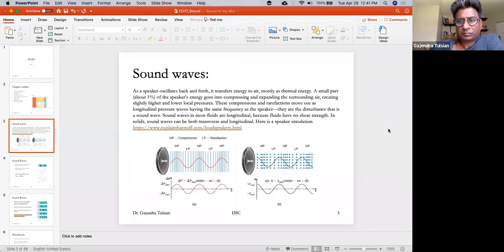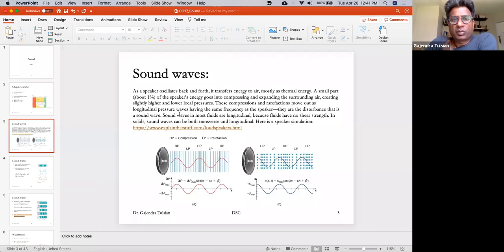So when this speaker goes back and forth, 1% of the energy goes into compressing the air, and this is lower pressure, higher pressure, lower pressure, and higher pressure. Compressions and rarefactions, as they're called. And this constitutes sound waves. So what this is saying is if it's a 100-watt speaker, about 1% of that gets converted to sound waves. 1 watt gets converted to sound waves.